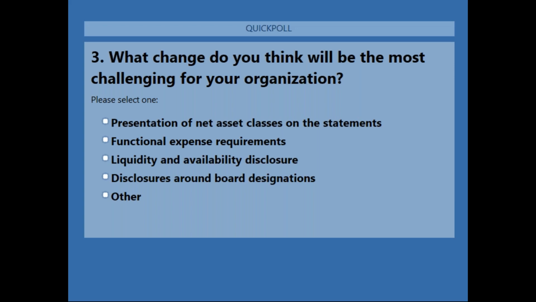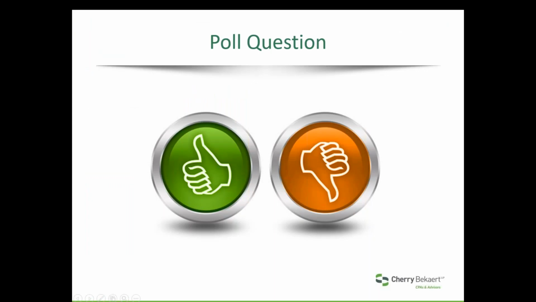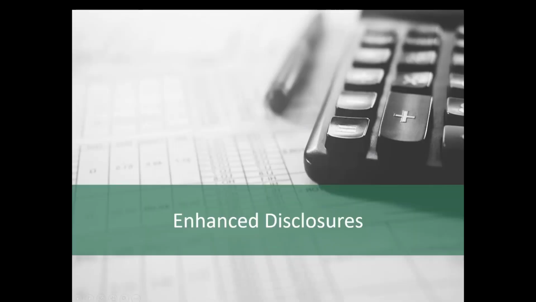All right, it looks like over half of the group is saying liquidity and availability of disclosures, which I probably would have guessed. And then coming in second is functional expense requirements, which was a little bit more cumbersome than I had originally anticipated, especially for those entities that weren't previously keeping track of that. So with that, I will continue moving along, and we'll go over some new and enhanced disclosures. We'll be discussing restrictions on net assets, board designations, and new and enhanced disclosures for endowments, including underwater endowments.